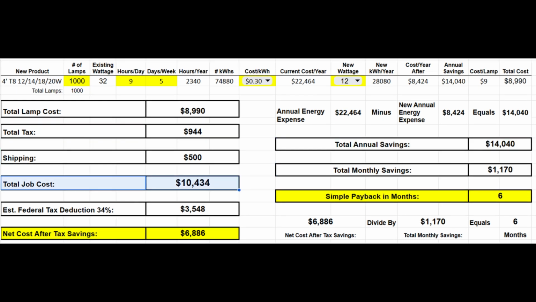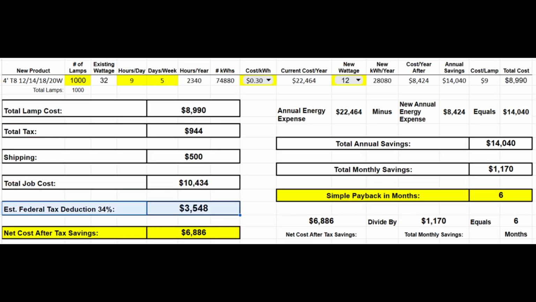The total cost of this job, including tax and shipping, but not including installation, that's left up to the customer because these are plug-and-play lamps, no electrician needed. The total cost is $10,434. I have that highlighted for you.